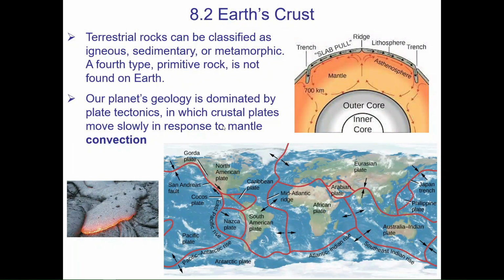On this rocky Earth's crust surface, our planet is actually very active. Earth's crust is one of the most active surfaces among all the planets in the solar system. And our planet's geology is dominated by plate tectonics. Basically, the whole crust is composed of different crustal plates. They move slowly in response to mantle convection.